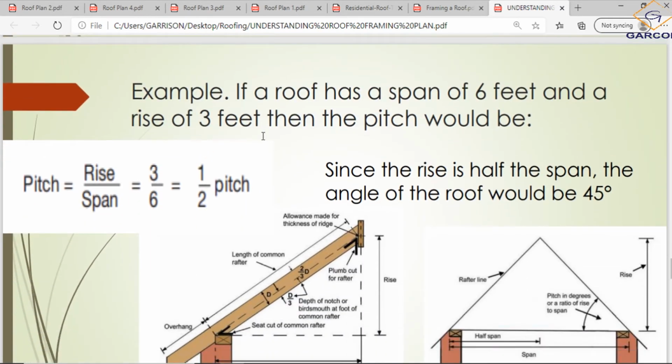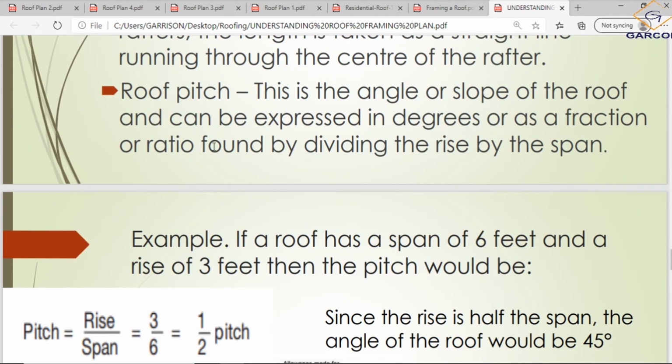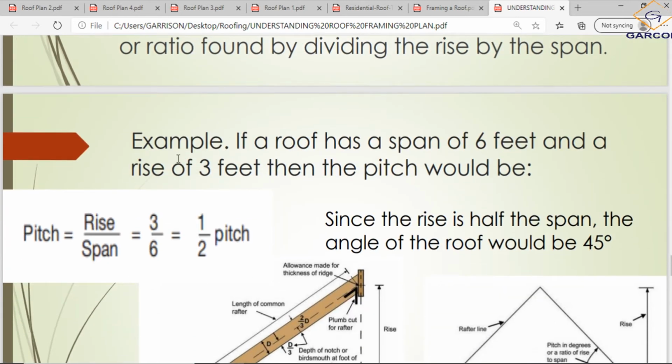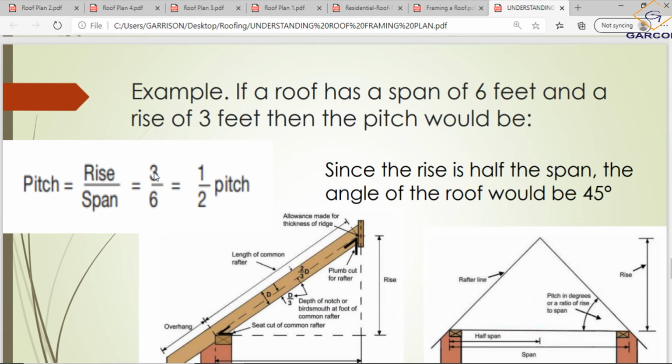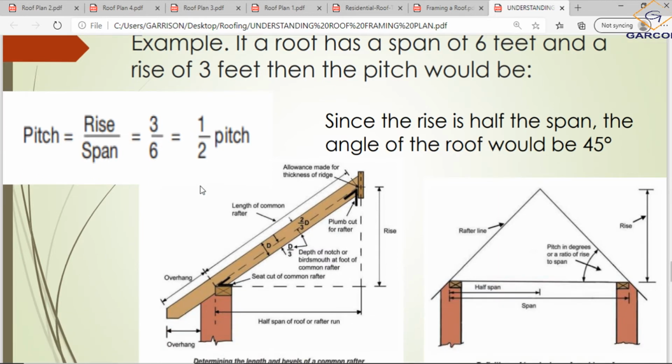Example. Read that first. Ratio of 1, read 30. Okay. Example: if a roof has a span of 6 feet and a rise of 3 feet, then the pitch would be 3 over 6. We can work that out: 3 into 3 one time, 3 into 6 two times. So half. And half is basically 45 degrees.